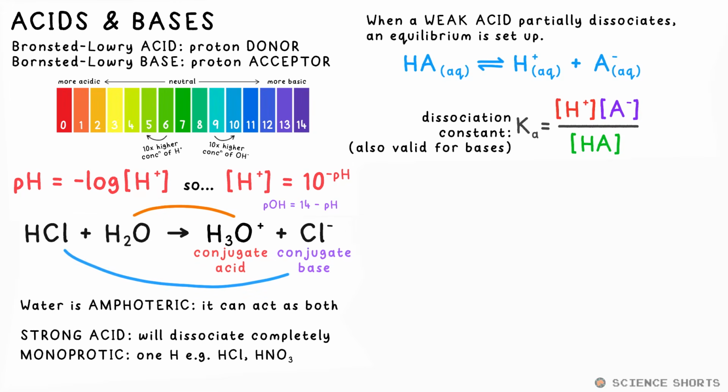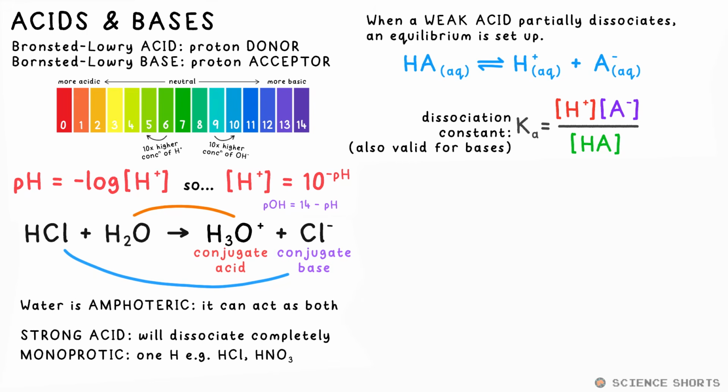pH is a measure of the concentration of dissociated H+ ions. It's equal to minus log of this concentration, log base 10 this time. So that means if the concentration increases by a factor of 10, then pH decreases by 1. If we need to rearrange to make the concentration the subject, we delog both sides, which means it's equal to 10 to the power of minus the pH.